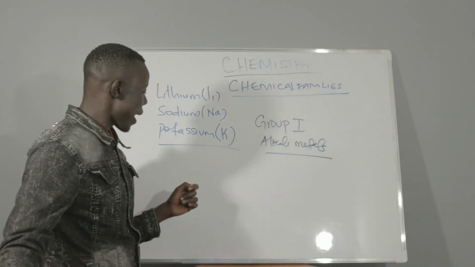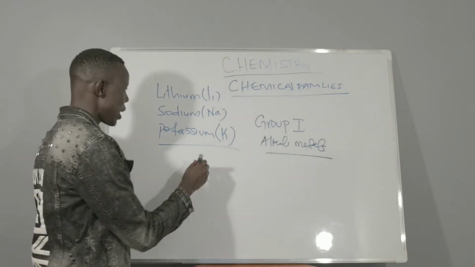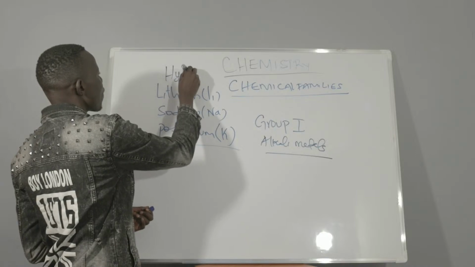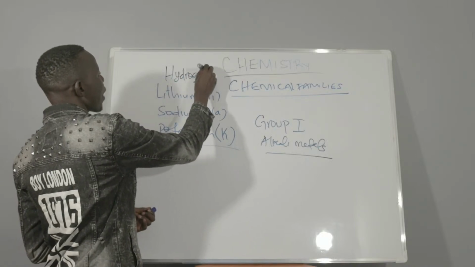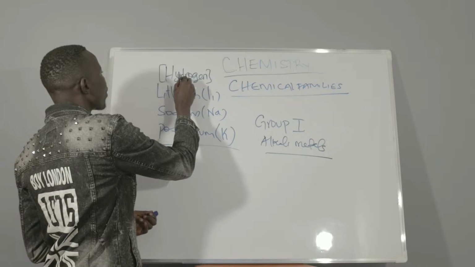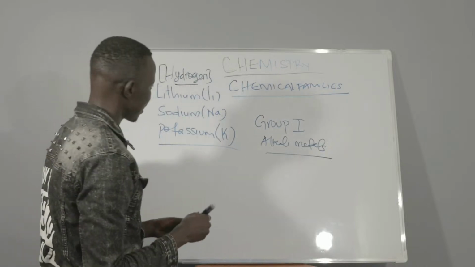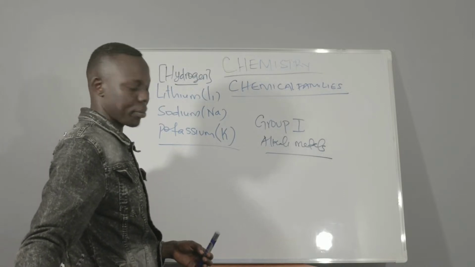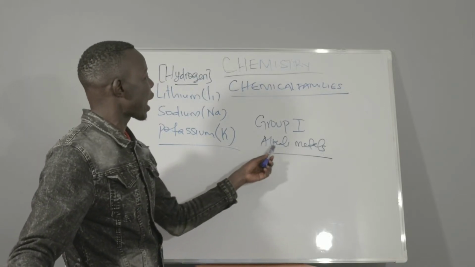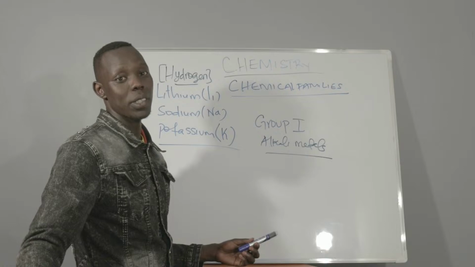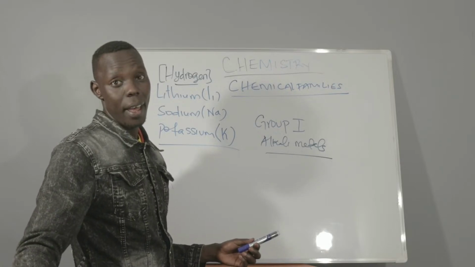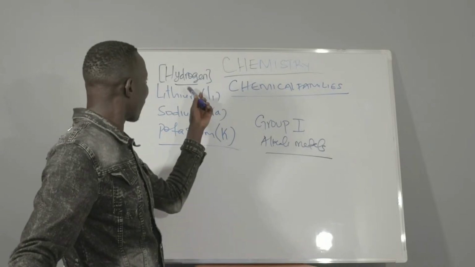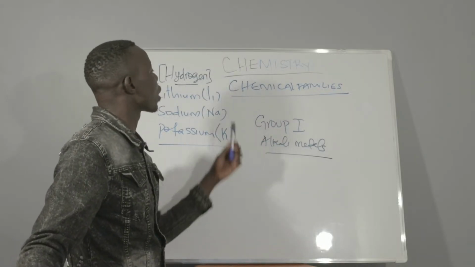Now, group 1 has hydrogen here. Hydrogen stays here, but conditionally. Why? Because if we talk of alkali metals, it cannot be there because hydrogen is not a metal. But if we talk about group 1, it will be found in group 1.